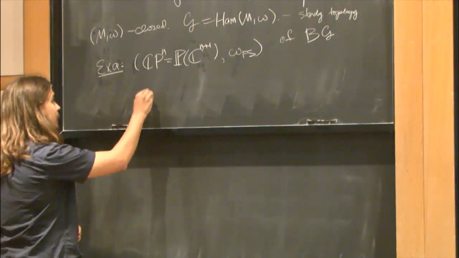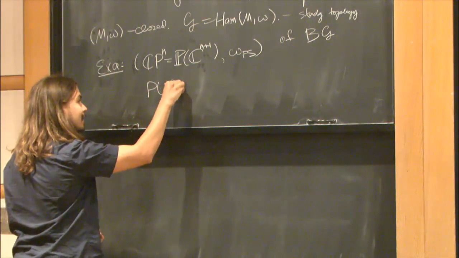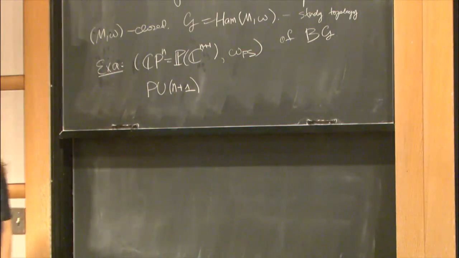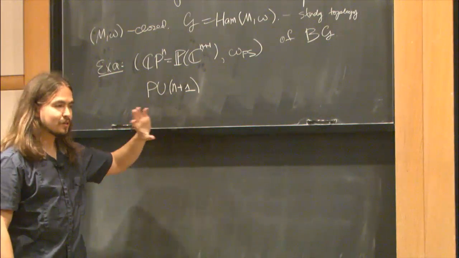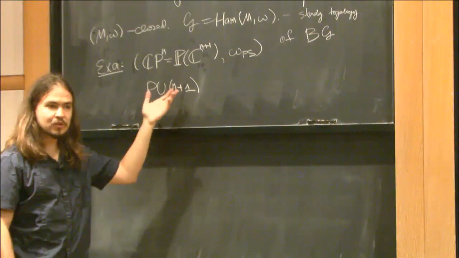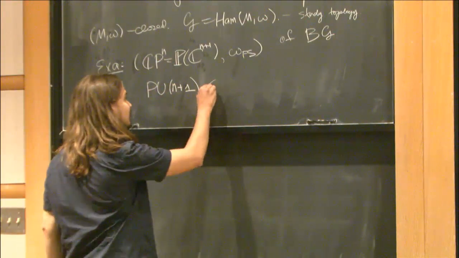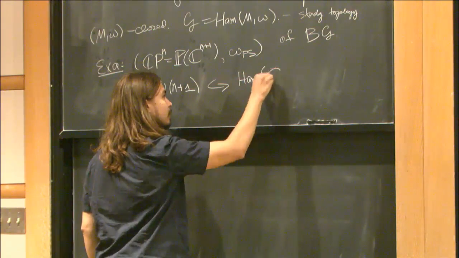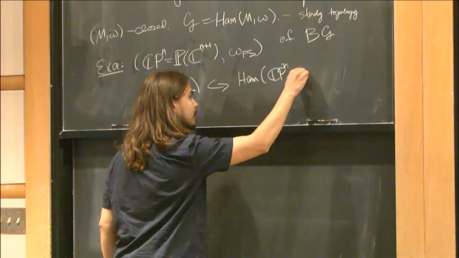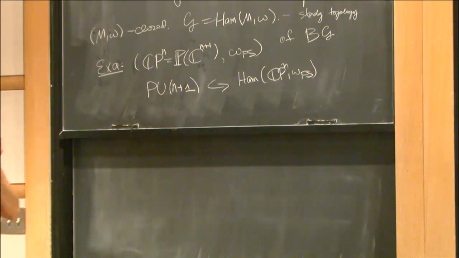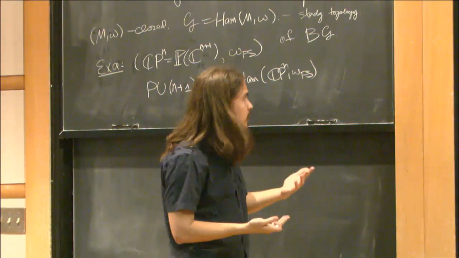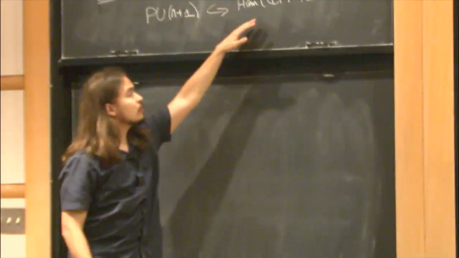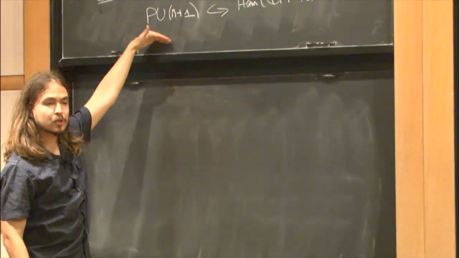Now PU(n+1) is the group of isometries, right? And it embeds into the Hamiltonian group here. I would like to know which kind of topology of Ham is captured by this map.